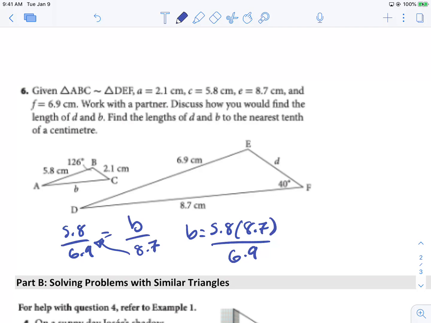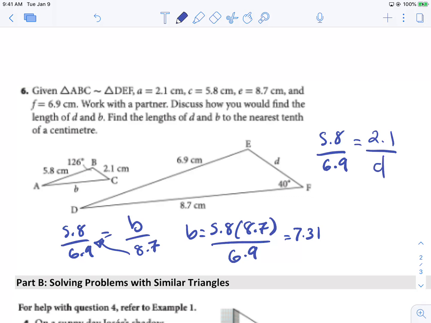So when we do that math on your calculator, like I always say, I recommend doing it all at once. It'll give you 7.31. Perfect. Now if we want to do D, we can do the exact same thing. So we'll take our 5.8 over 6.9 will be equal to now 2.1 over D.